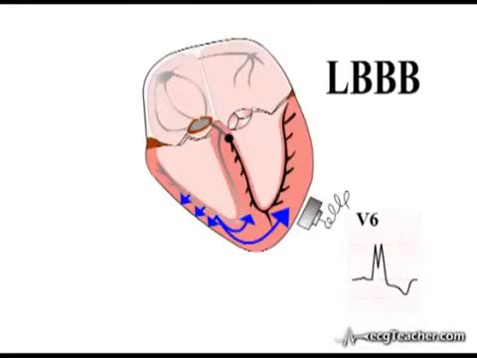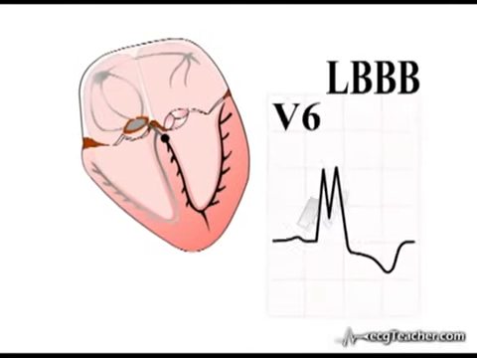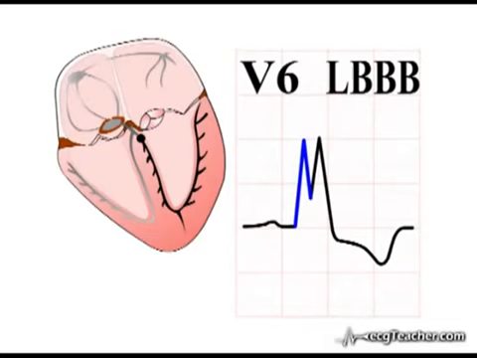This QRS morphology is the broad M-shaped QRS complex in the left-sided leads, characteristic of left bundle branch block. The initial R wave reflects reversal of the normal pattern of depolarization in the septum, while the second R wave reflects delayed left ventricular depolarization.